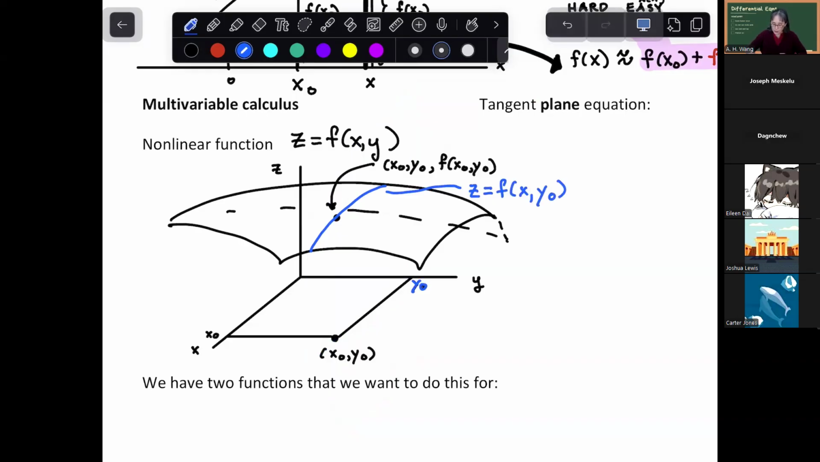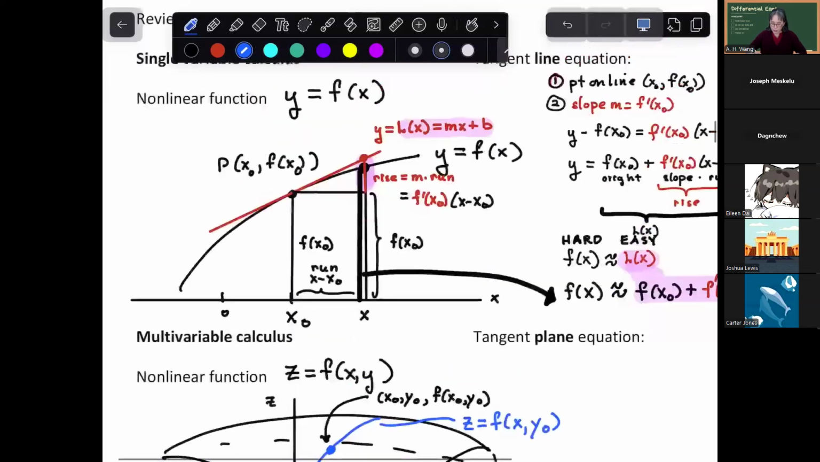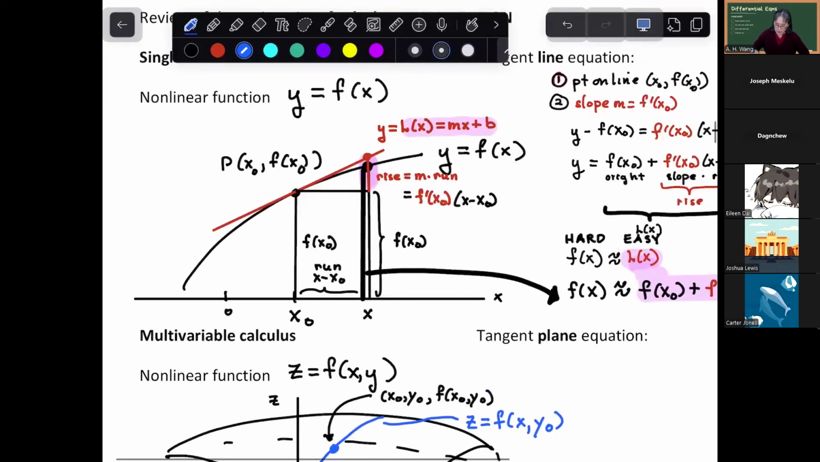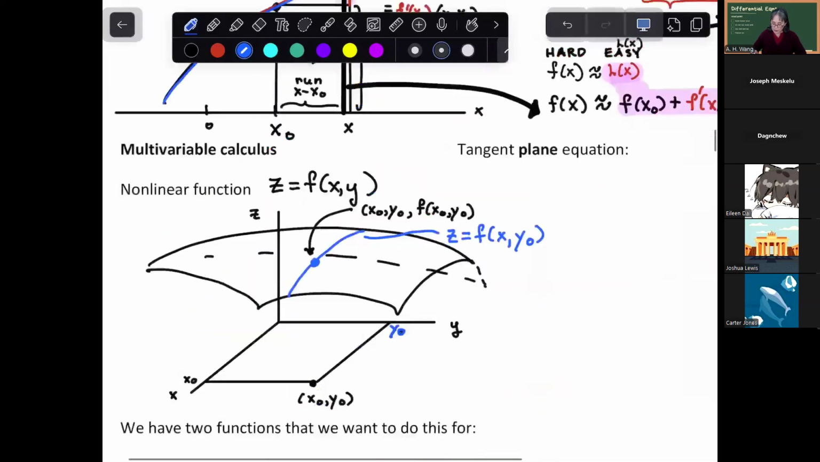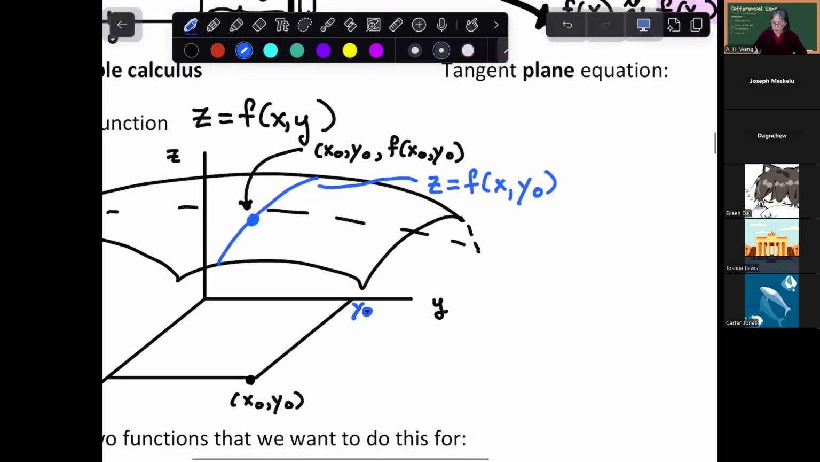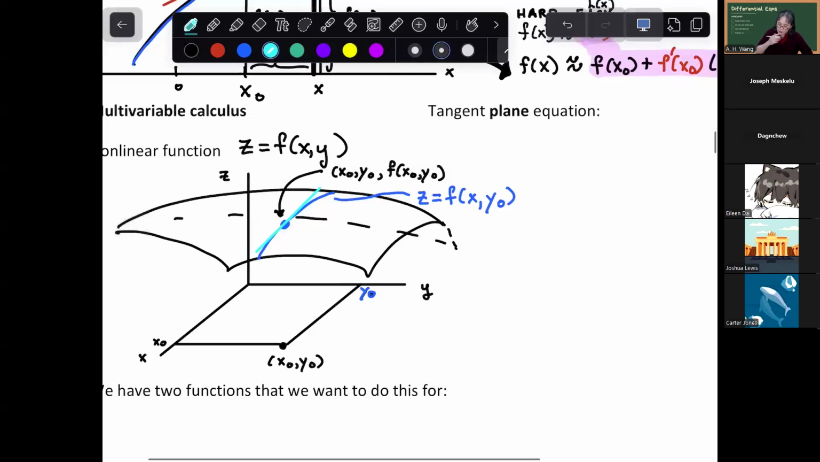And so now you go back to the previous example. You're back to single variable calculus. And you know what you can do? You can take the derivative, right? And if you take the derivative, what are you going to get? Well, you'll get the slope of the tangent line above this, going in this direction.